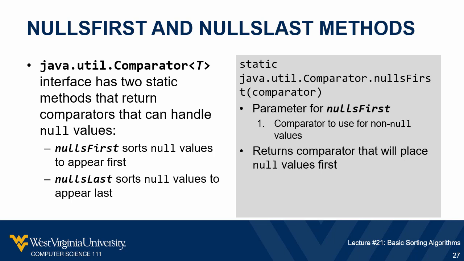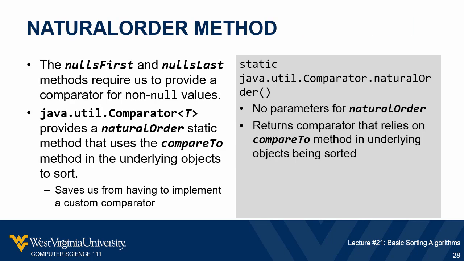Now, that isn't quite the end of things. When we call these nullsFirst or nullsLast methods, they do take a parameter, and that's going to be a comparator that we want to use for everything that is not null. So if we have an actual String or a capital I Integer, how do we want to sort those? While we can write our own comparator, often that's something that we don't want to get into. It can be kind of involved to code that up.